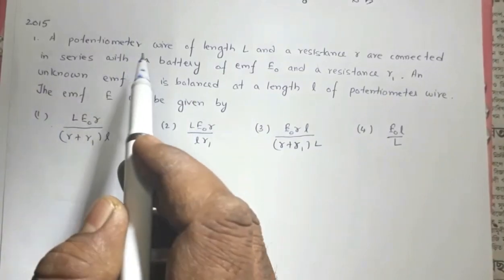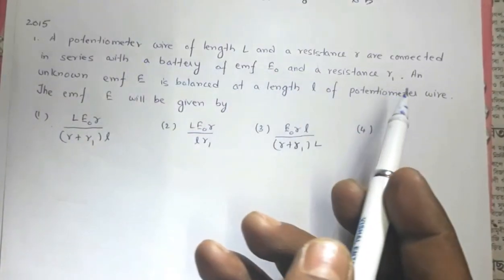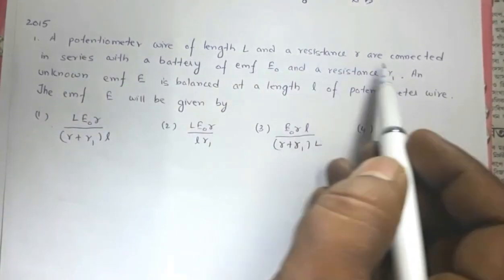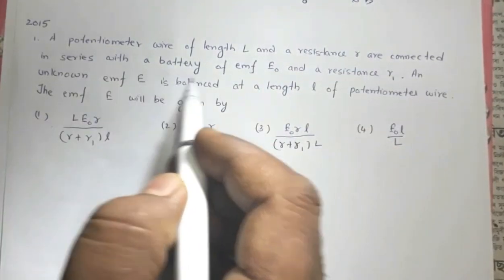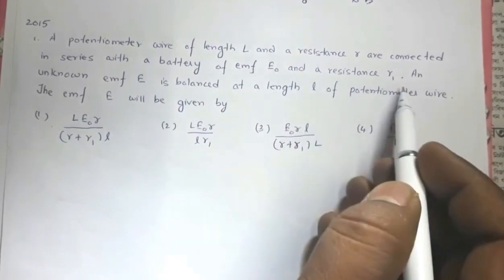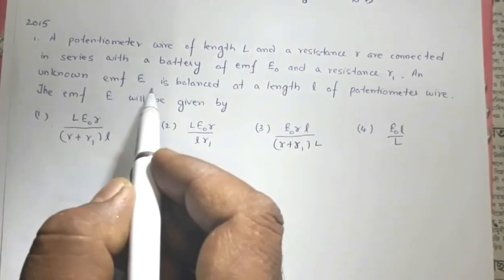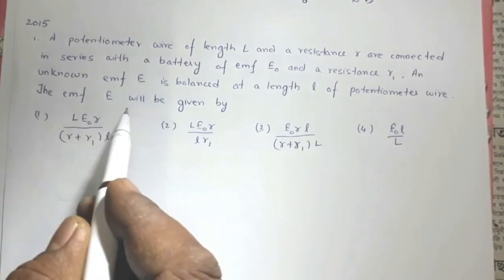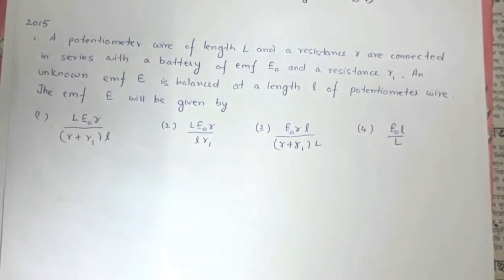So in 2015 we had a question based on the concept of potentiometer. A potentiometer wire of length L and resistance small r is connected in series with a battery of EMF E0 and resistance R1. An unknown EMF E is balanced at a length l of the potentiometer wire. The EMF E will be given by, and these are the options.